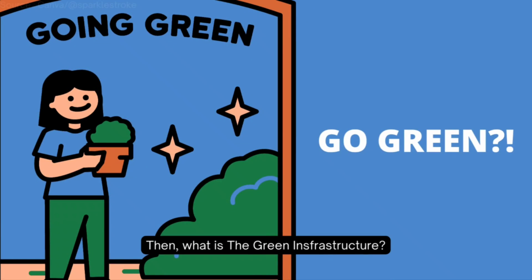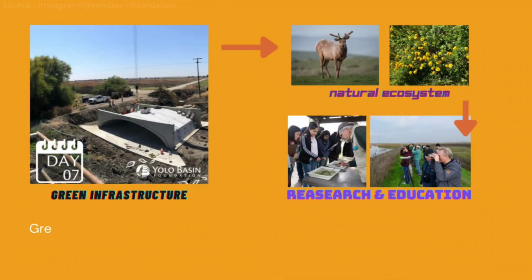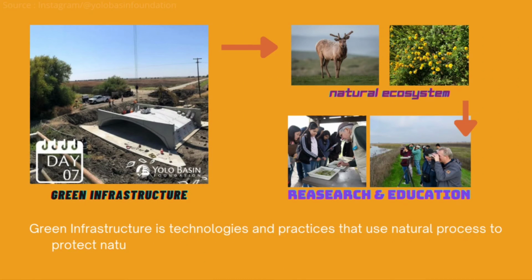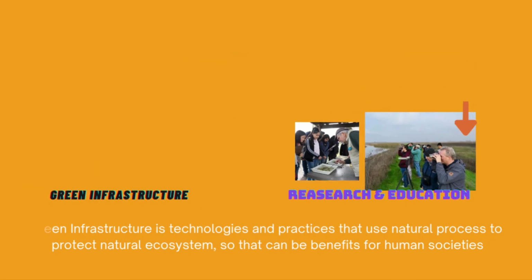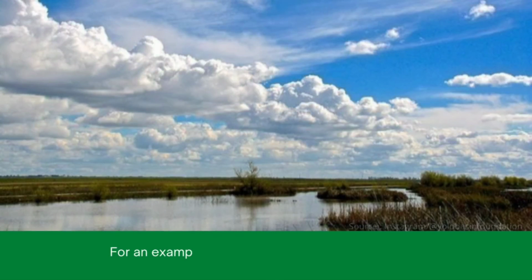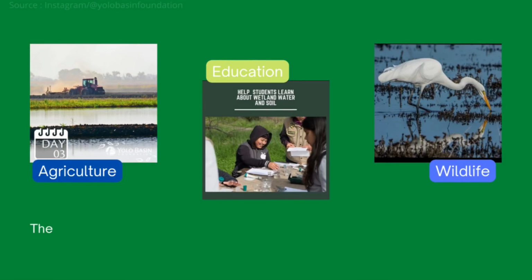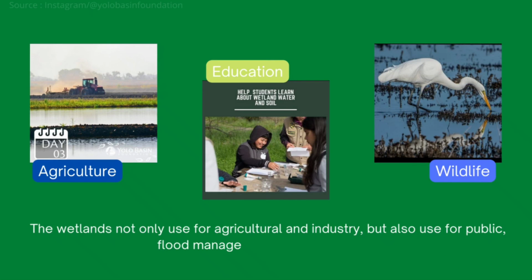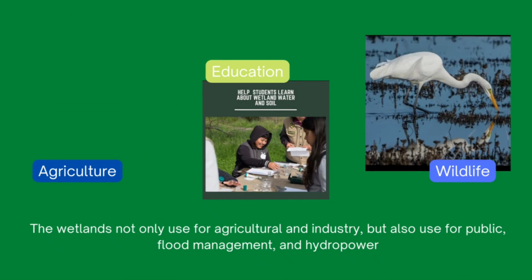Then, what is green infrastructure? Green infrastructure is technologies and practices that use natural processes to protect natural ecosystems so that they can benefit human societies. It has two characteristics: interconnectivity and multifunctionality. An example is the Yolo Basin wetlands in California. The wetland is not only used for agriculture and industry, but also for public flood management and hydropower.